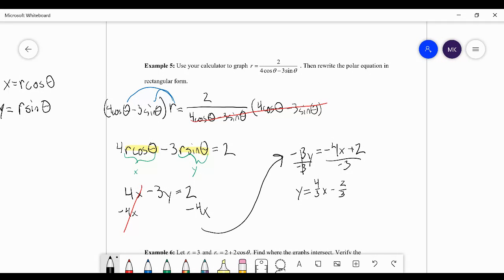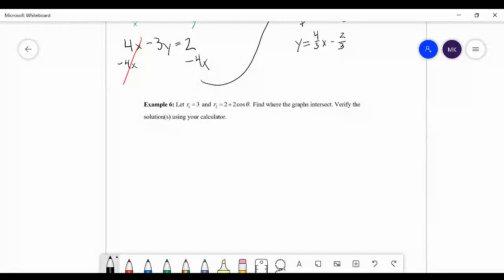Hey, this is just a line. This is very simply just a line. So this polar equation of r equals 2 over the quantity 4 cosine theta minus 3 sine theta is all just giving us a line with a slope of 4/3 and a y-intercept of negative 2/3. That's it. It's not crazy. It's not too hard. It's very nice and simple.